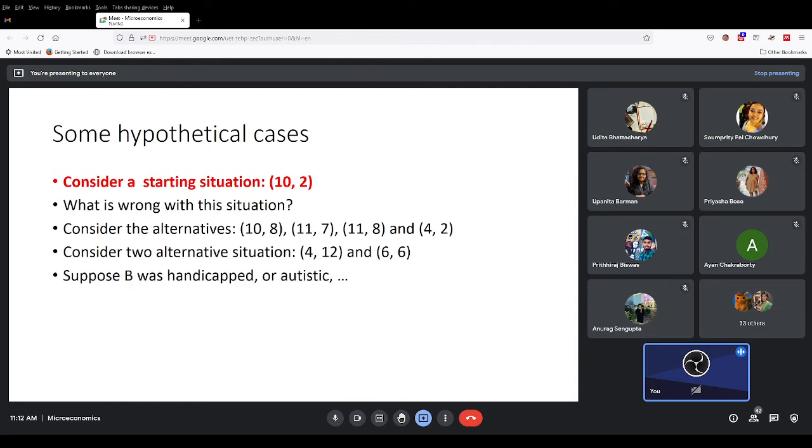It's very difficult. The only thing about 6, 6 is it's equitable. But as I've said, B may be handicapped, he may be autistic, so it becomes a somewhat difficult situation. 6, 6 does not always represent the perfect solution.